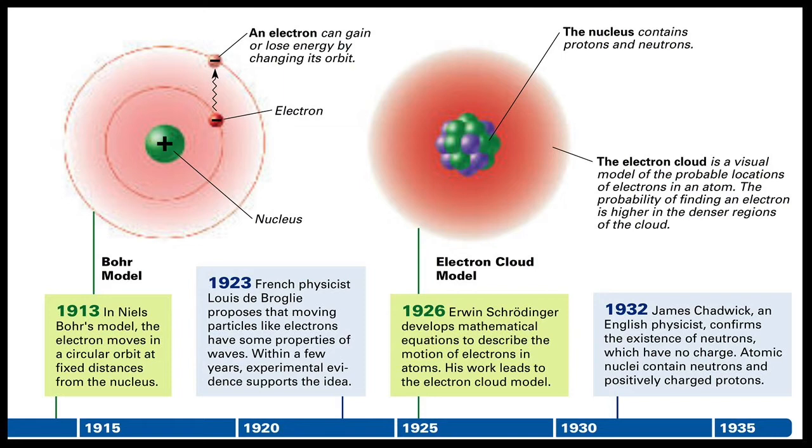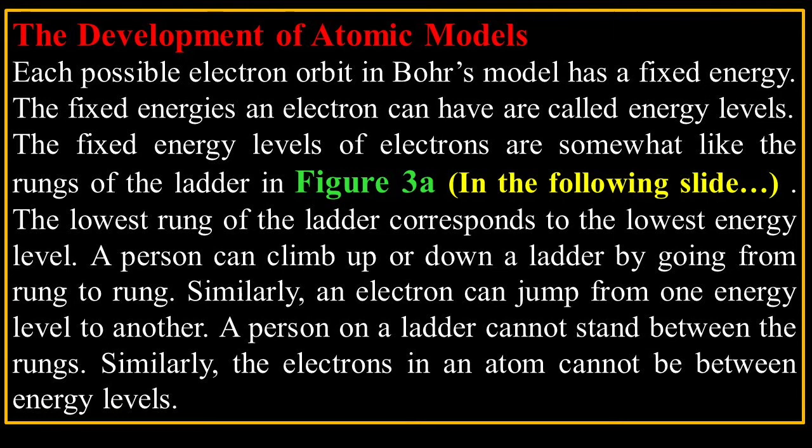And it says the electron cloud is a visual model of the probable locations of electrons in an atom. The probability of finding an electron is higher in the denser regions of the cloud. Makes sense. Now, in 1932, James Chadwick, an English physicist, confirms the existence of neutrons, which have no charge. Atomic nuclei contain neutrons and positively charged protons. The development of atomic models.